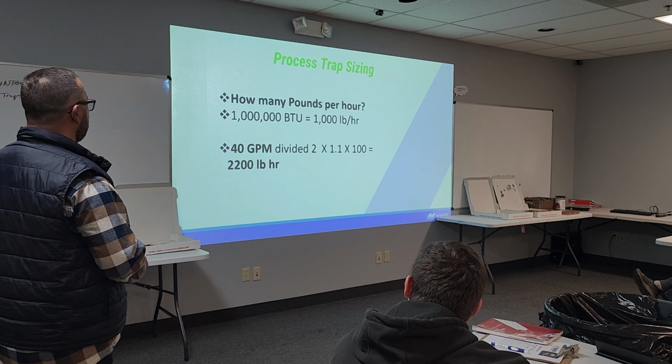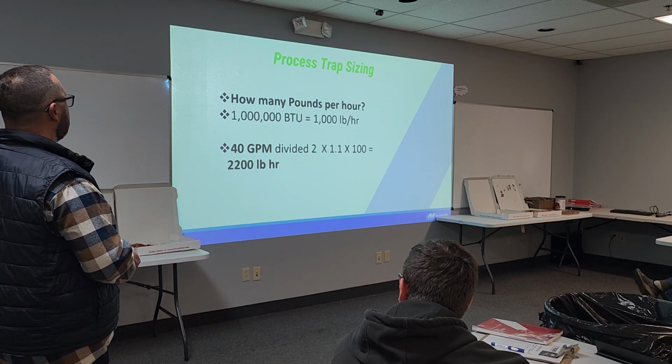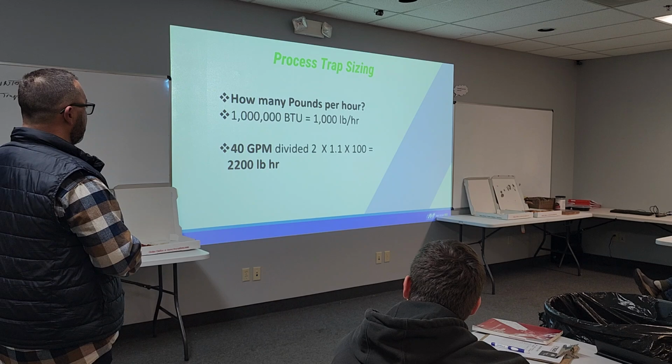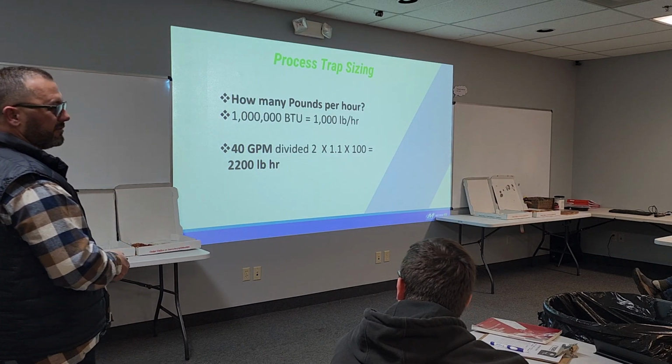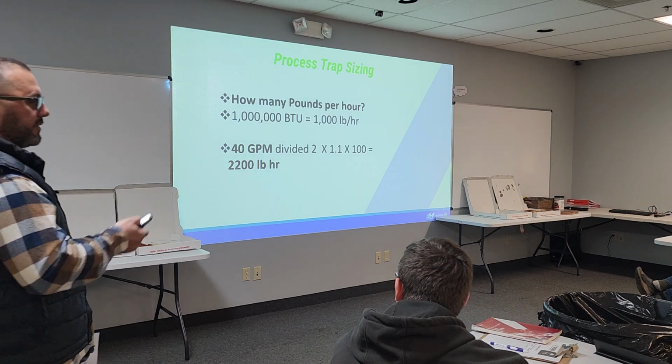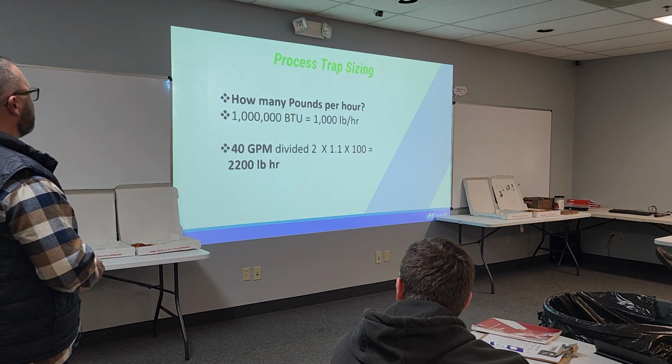So again, we said it earlier, when you're looking at tags and you see 1 million BTUs, just drop the last 3 digits and it's going to give you 1,000 pounds per hour. It's not perfect, but it's close enough. It's in the upper 90th percentile.